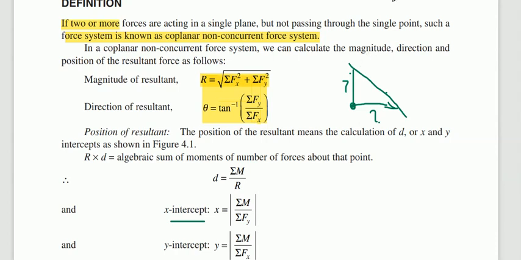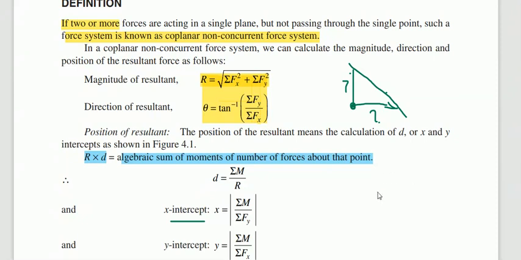We know that according to Varignon's theorem, the moment of the resultant, it may be any number of forces, 2, 3, 4, R is the resultant, a single force, about any point is equal to the algebraic sum of the moments of the number of forces about the same point. This is the statement of Varignon's theorem.